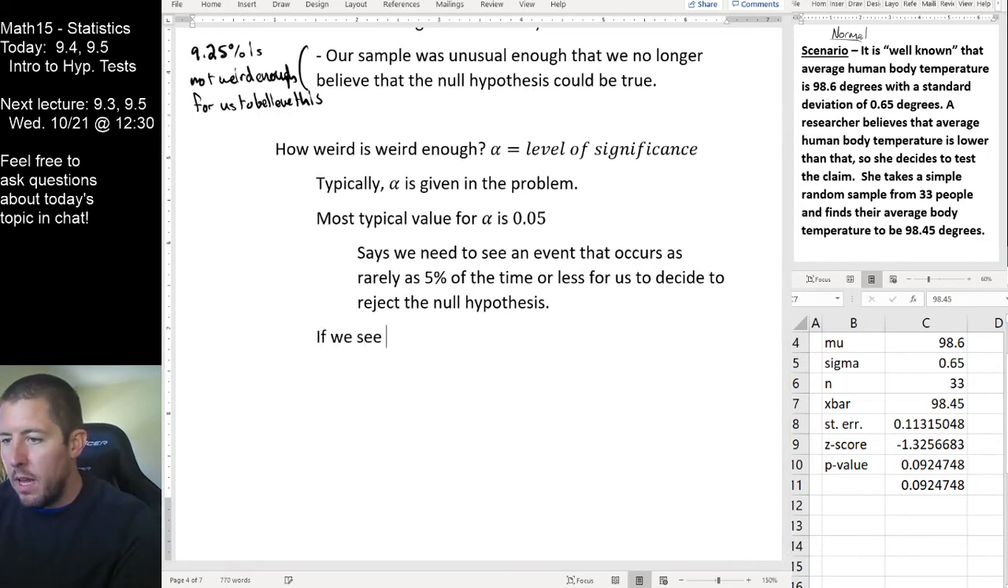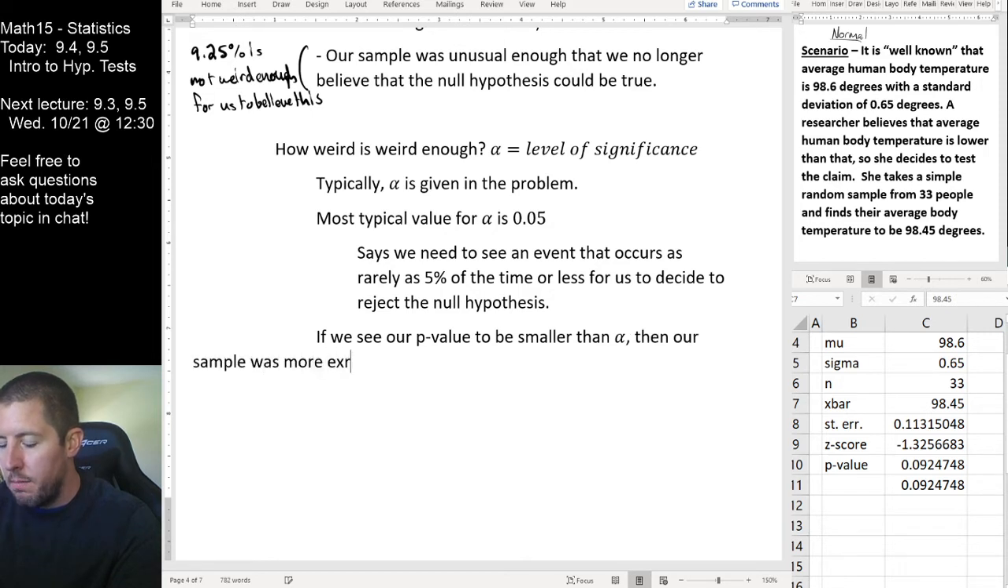If we see our p-value to be smaller than alpha, then our sample was more extreme than our weirdness cutoff of alpha.